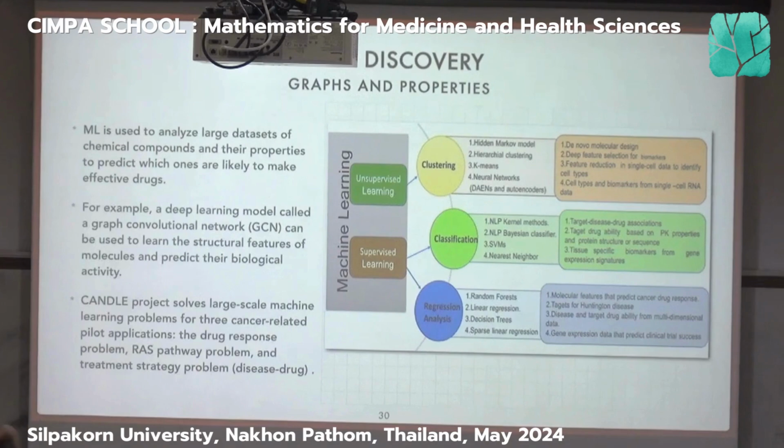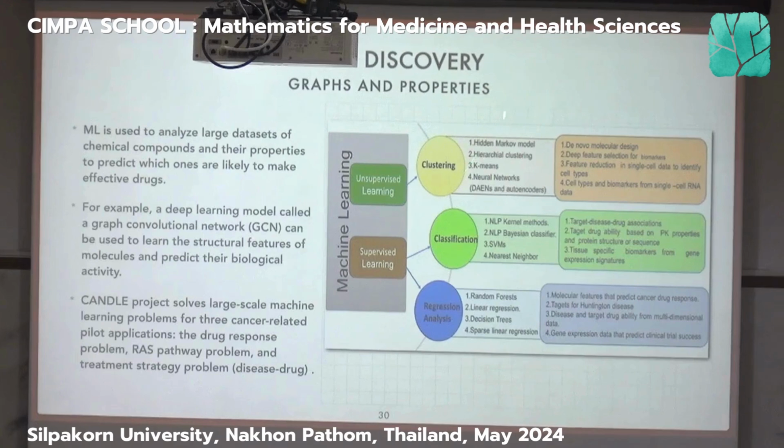So you can use machine learning, what are called graph convolutional networks, to learn structural features of molecules and predict their biological activity. The one thing you need to know when you're developing a new drug or choosing the components of a new drug is what its biological activity is going to be. So there's a lot of machine learning being done: clustering, classification, and regression.